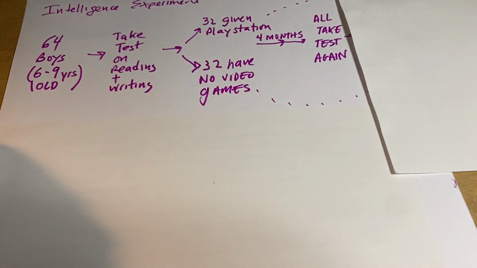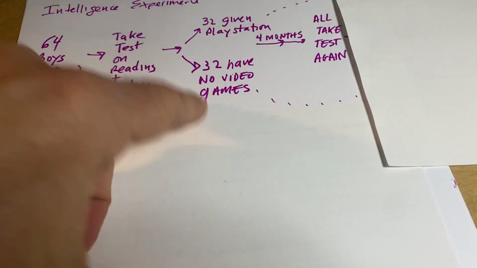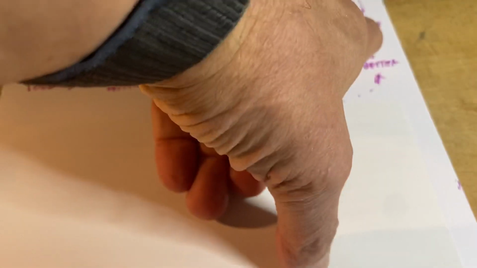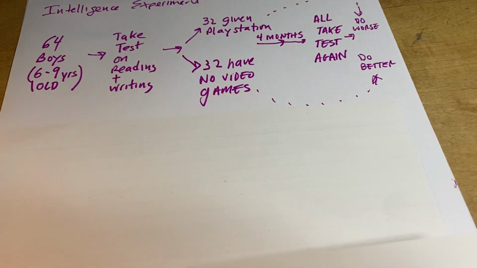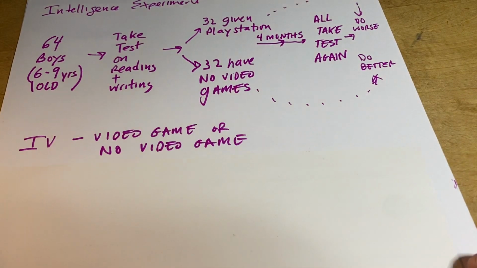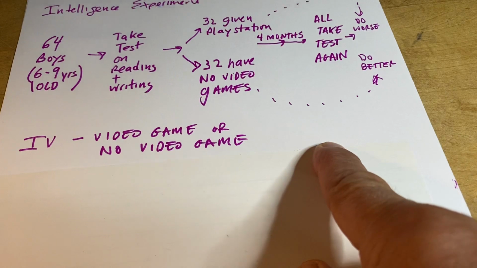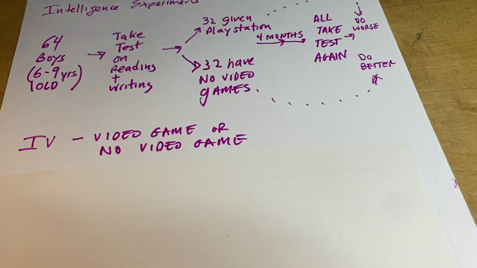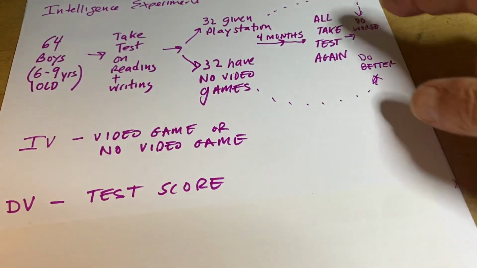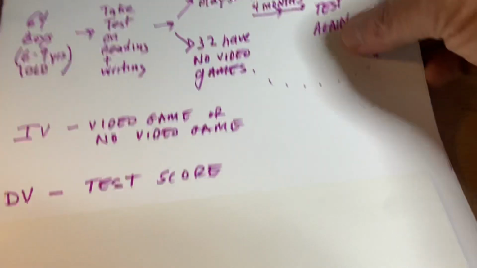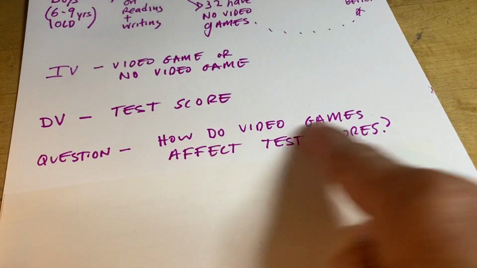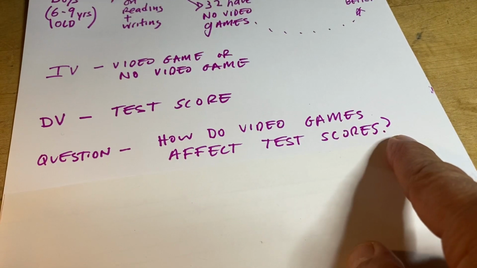And basically what happens in this test is that the 32 with no video games did better on that test than the students who had a PlayStation for 4 months. So in this experiment, the independent variable is whether or not students were given a video game. The dependent variable is the test scores that they took, really the ending test scores. And the question is, how does the independent variable, video games, affect the test scores?